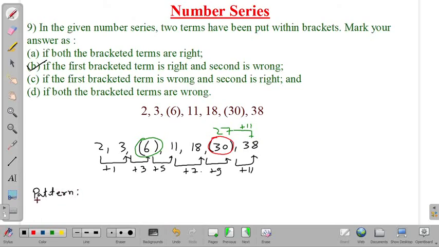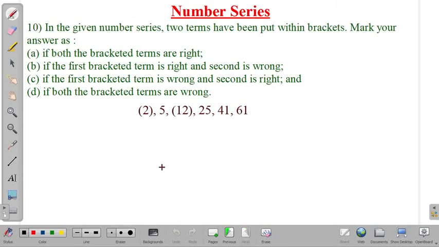If we see the pattern, it is plus 1, plus 3, plus 5, plus 7, plus 9 and plus 11. So 6 is correct but 30 is wrong. Okay, now we will discuss the next problem.